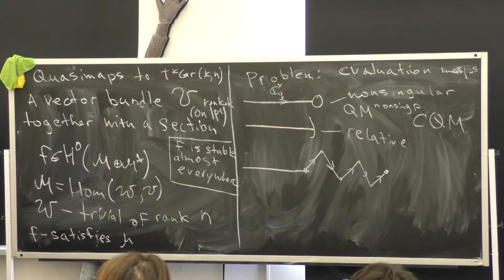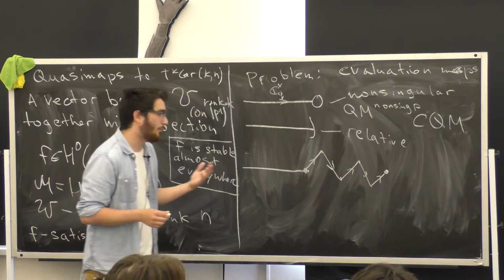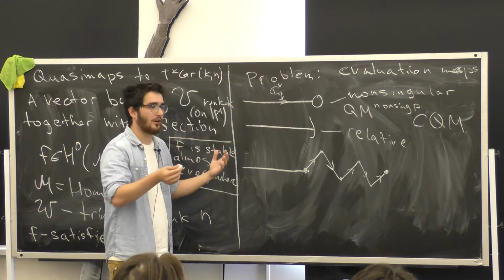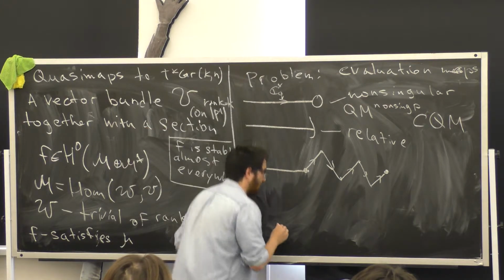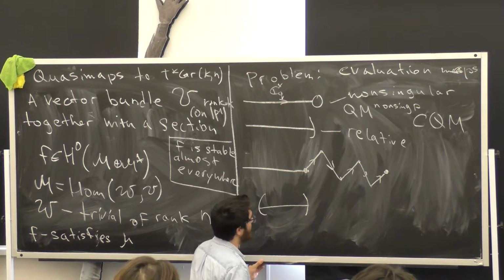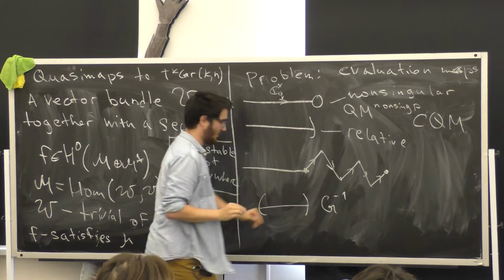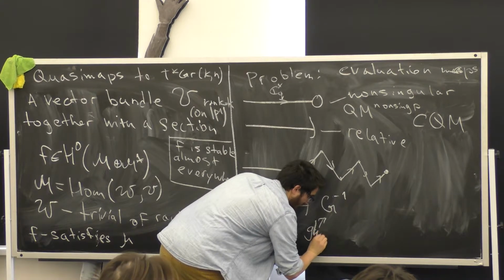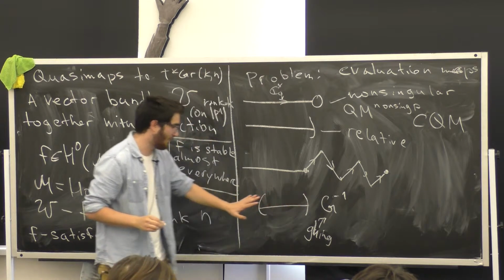So relative quasi-maps is the better way to go around, and it provides us a way to construct operators that do not depend on anything. In particular, we can construct an operator that looks like this. There's also, you want to multiply by this matrix G, which is called the gluing matrix. I'm not going to describe what exactly it is.